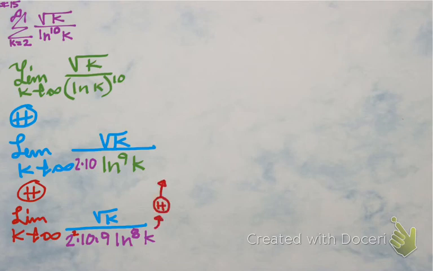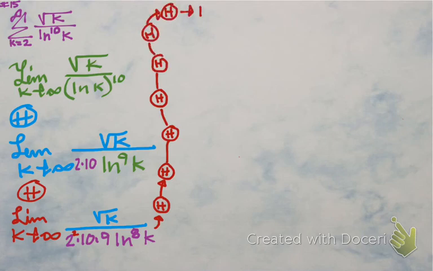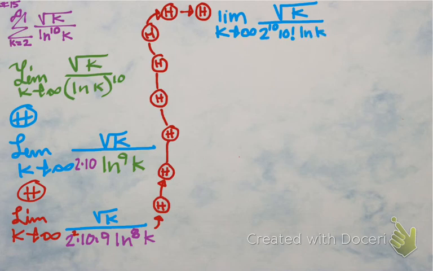So let's go to L'Hopital again, and again, and again. 8 more times. Oh, boy. And it's still going to have that form. 10 times, 9 times, 8 times, 7 times, 6 times, 5 times, 4 times, 3 times, 2 times, 1 is 10 factorial. So then we look at that. That's infinity over infinity. So we look at that one more time.